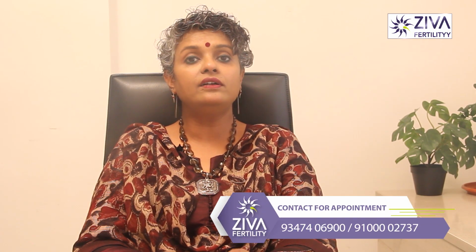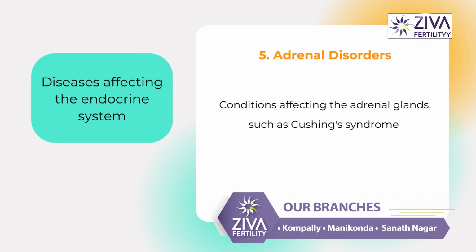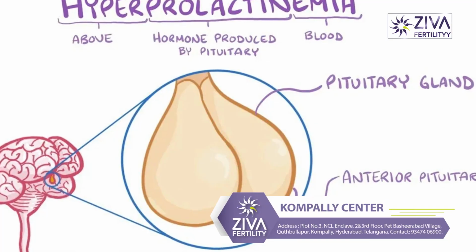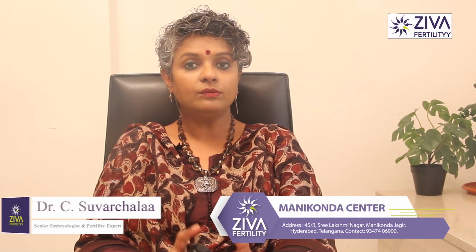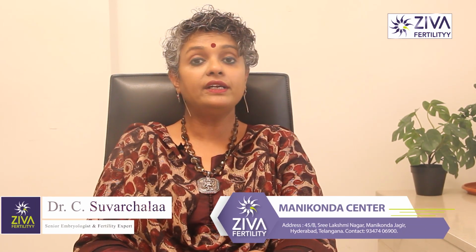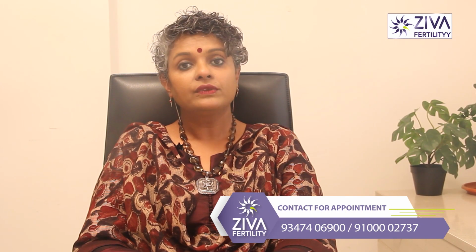Next is adrenal disorders. Conditions affecting the adrenal glands, such as Cushing's syndrome, which is the excessive production of cortisol, or Addison's disease, which is insufficient cortisol production, can disrupt the hypothalamic-pituitary-adrenal axis. So all three need to function properly, otherwise this will be disrupted, affecting reproductive hormones. These disorders can lead to irregular periods, anovulation, which is lack of egg being released, and impaired ovarian functioning, impacting fertility in both men and women.